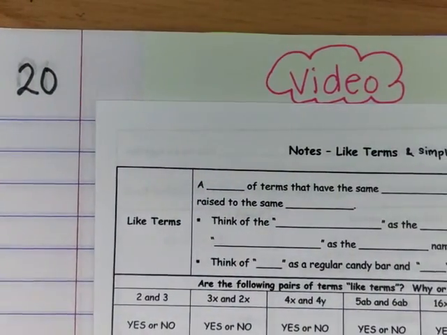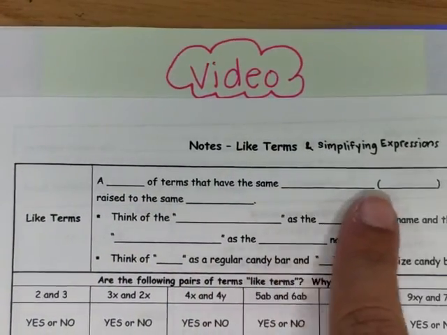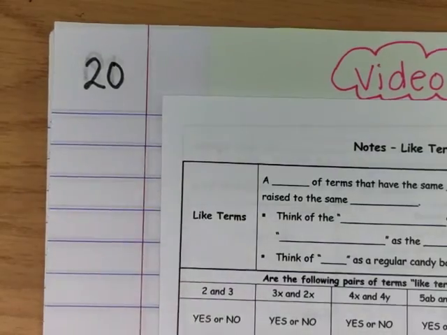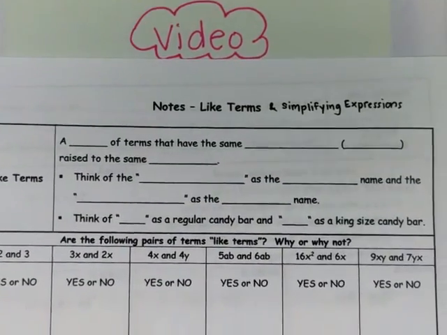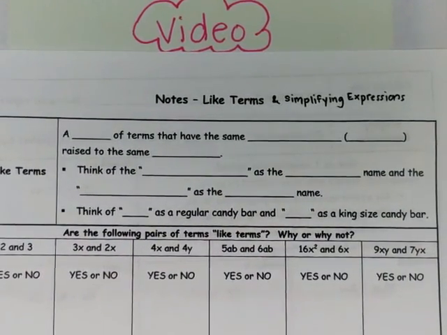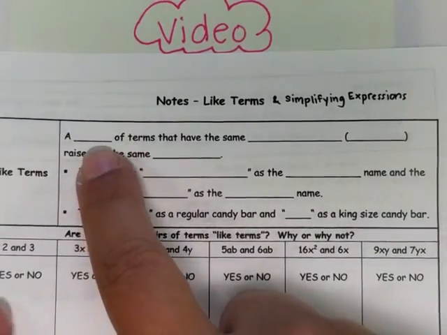Hi, good evening. This is a video on like terms and simplifying expressions, page 20 in your notebook. So let's go ahead and get started with our notes portion. The very first section is talking about what like terms are. So we're going to fill in that top row of blank spaces.